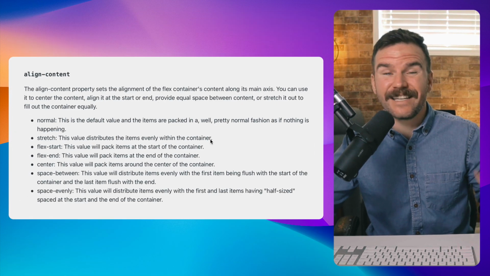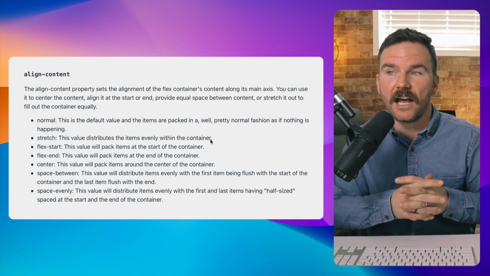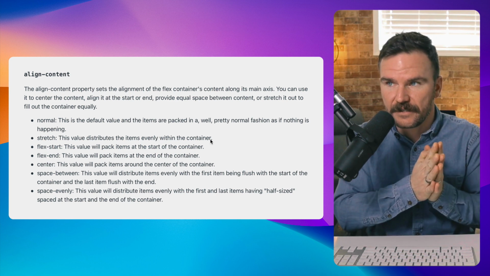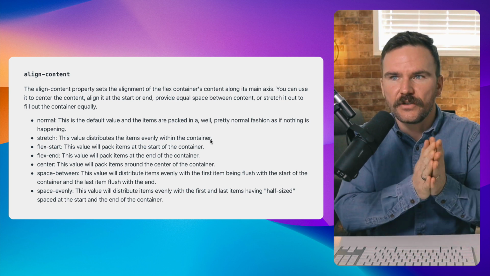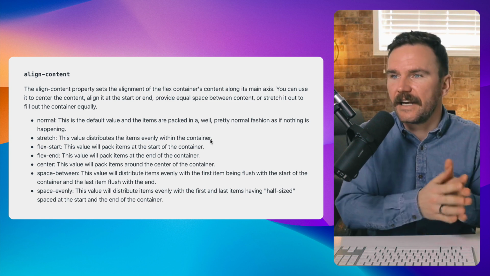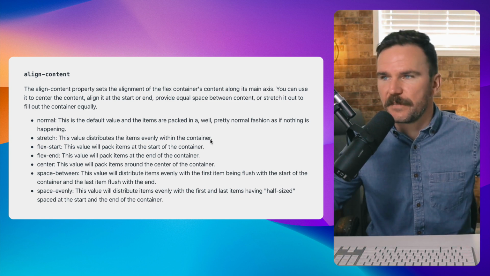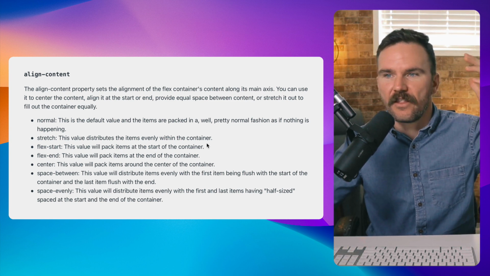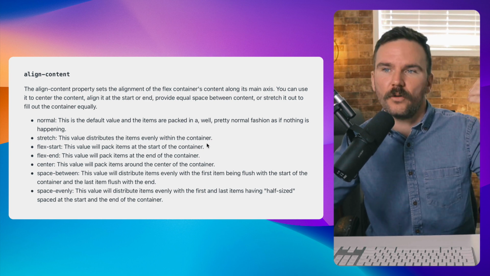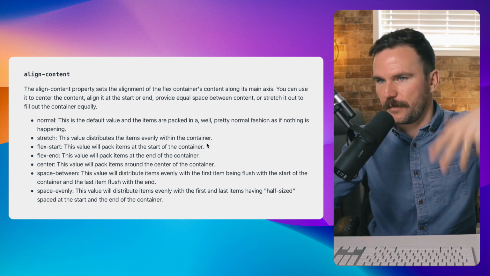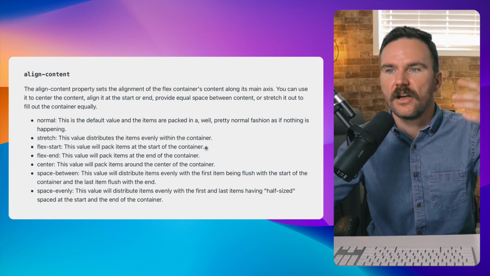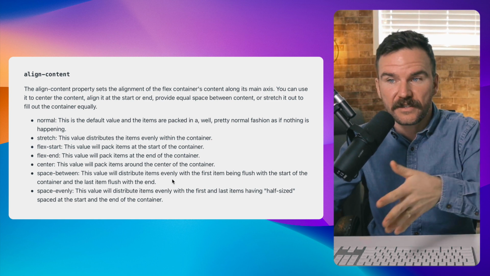The next property is align-content, and this sets the alignment of the Flex container's content along the cross axis. So you can use this to center the content, align it at the start, the end, equal space between, stretch it. And the values here are kind of the same: normal, stretch, Flex Start, center, space-between, space-evenly, space-around. Those are available in this as well.